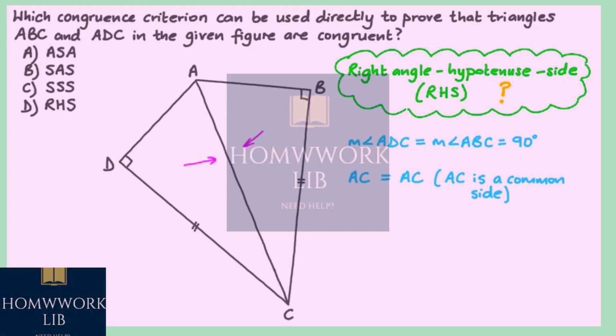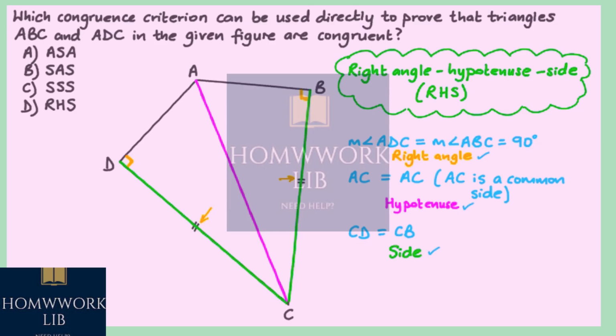Since this line segment AC, which is the hypotenuse of both triangles, is a common side, then we know that this length is congruent in each of the triangles ABC and ADC. Finally, we can note that the line segments CD and CB are marked as congruent, so we have another pair of congruent sides in each triangle.